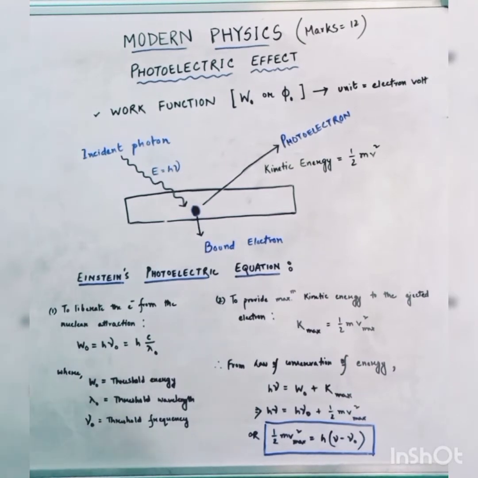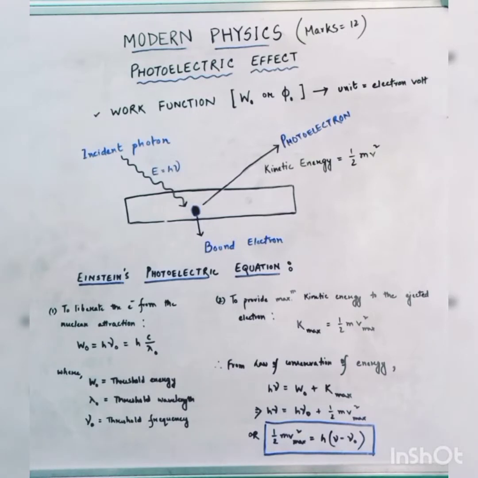So we know that the electrons in the outermost shell of an atom are loosely bound and they are called the free electrons. And the minimum amount of energy which is required by an electron to just escape from the metal surface is known as the work function of the metal.